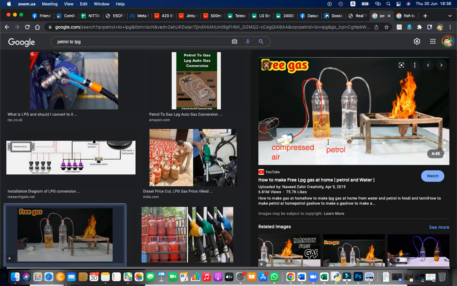When compressed air goes into the petrol, what will happen? There will be bubbles, and these bubbles will come up. These bubbles have petrol in them, because it is gas status petrol.